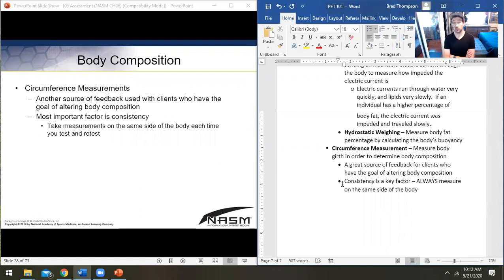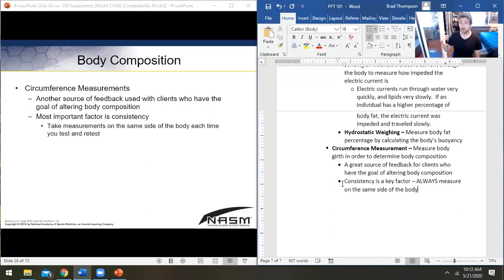Circumference measurements are really prone to errors. It's really easy to goof up circumference measurements. If you pull too hard on the tape measure one time and then you don't pull hard enough the next time, it's going to make your client look like they gained a couple inches, right? And we don't really want our client to experience that.